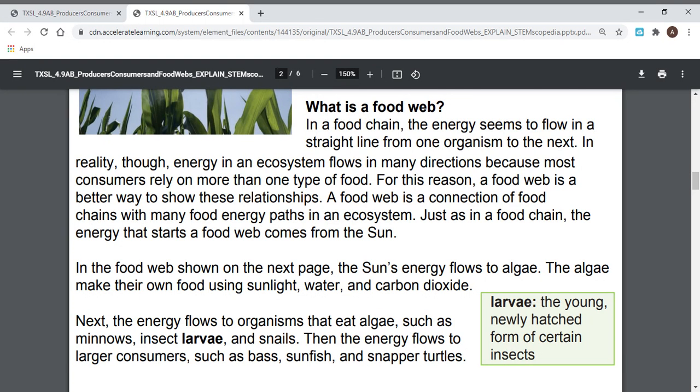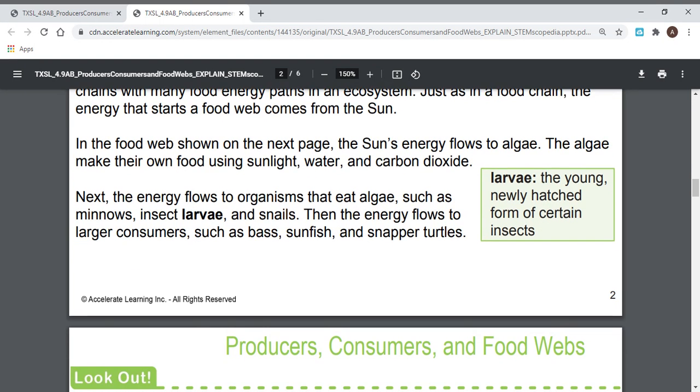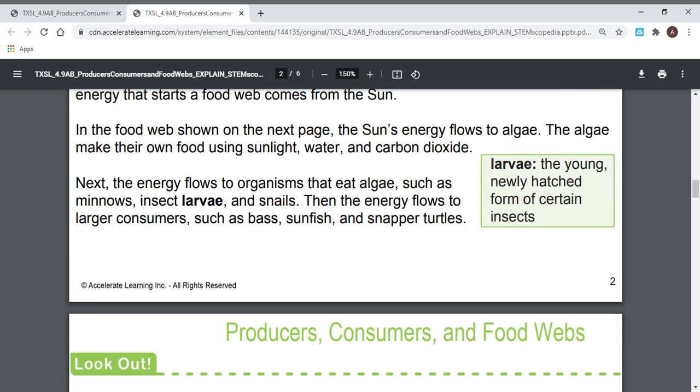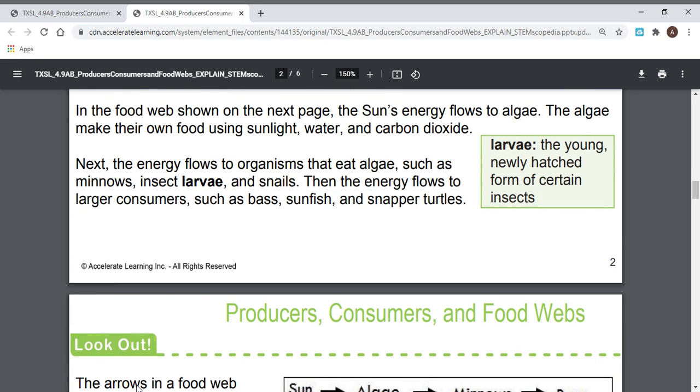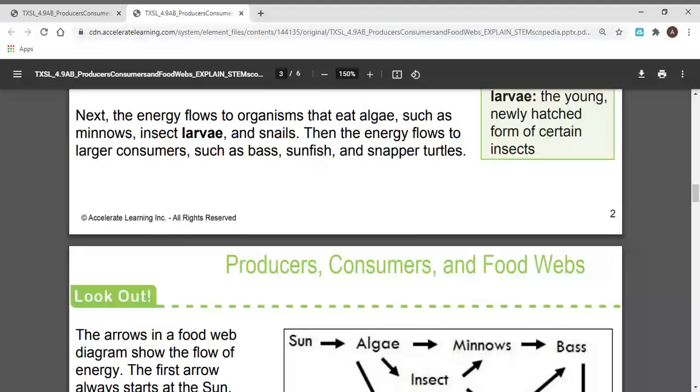minnows. Let me move this up so I can see it. Insect larvae and snails. Then the energy flows to larger consumers such as bass, sunfish, and snapper turtles. So we're going to go ahead, and this is just to help you out with what larva is: the young newly hatched form of certain insects. So that's just a young hatched form of an insect.